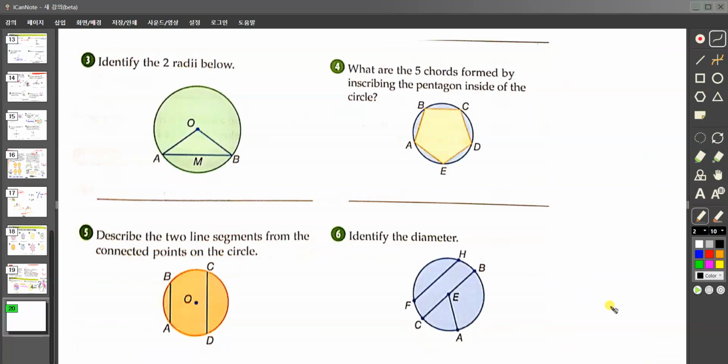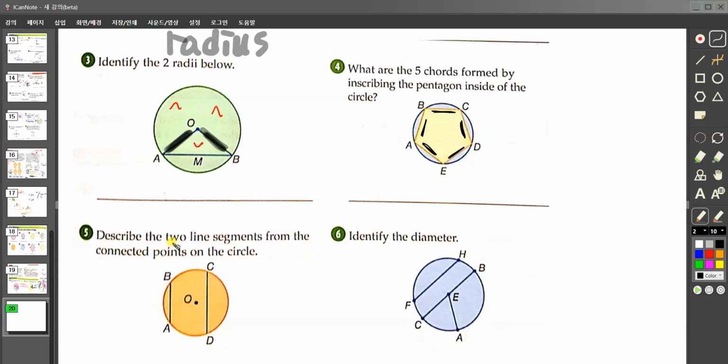Identify two radii below. Which segment can be a radius? OA and OB, only those two. Next, what are the five chords formed by inscribing the pentagon inside the circle? First, second, third, fourth, fifth. That's the five chords.